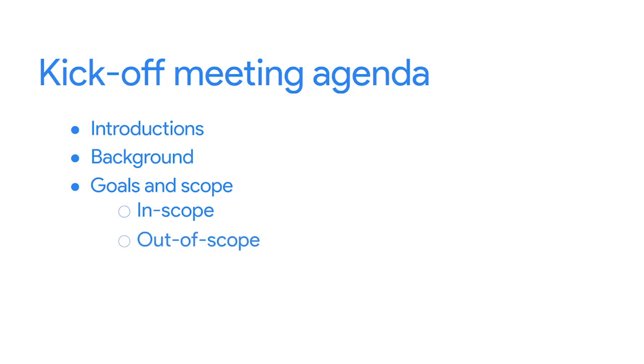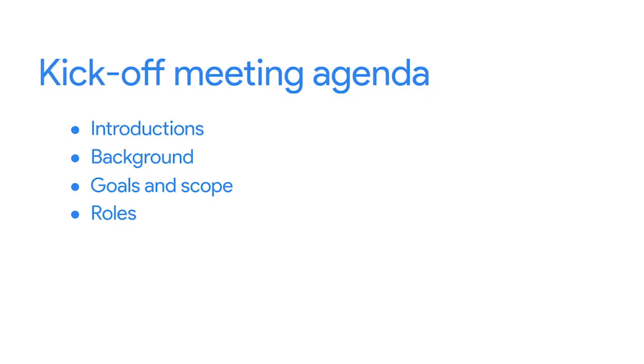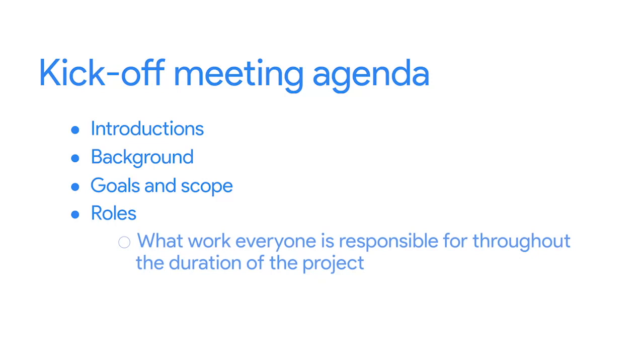This is also a good place to share the target launch date and highlight any important milestones the team needs to be aware of. Once you've covered goals and scope, it's time to discuss everyone's roles. It's a good idea to spend about 5 minutes making sure that everyone is clear on what work they'll be responsible for throughout the duration of the project. Next, it's time to address collaboration, which is how the team will work together on the project.